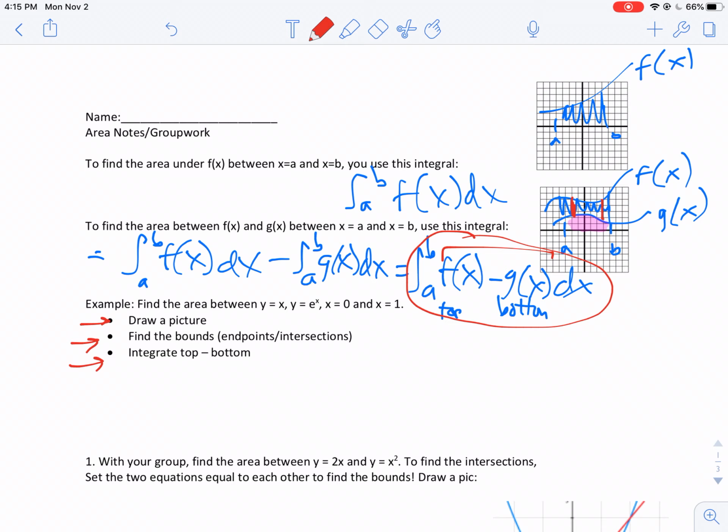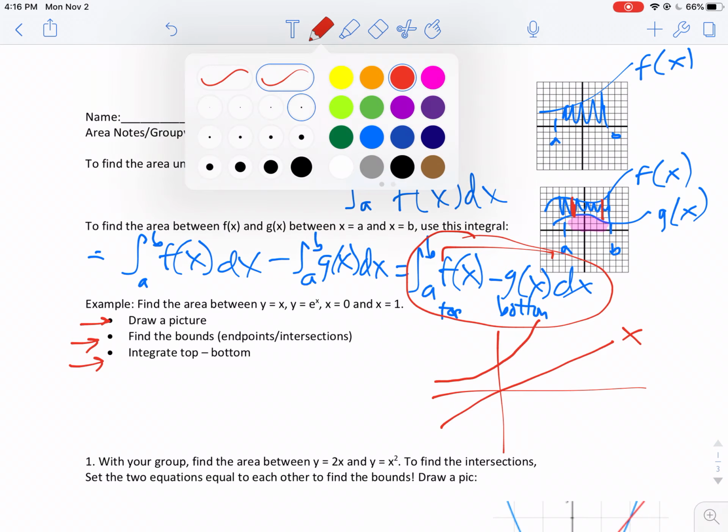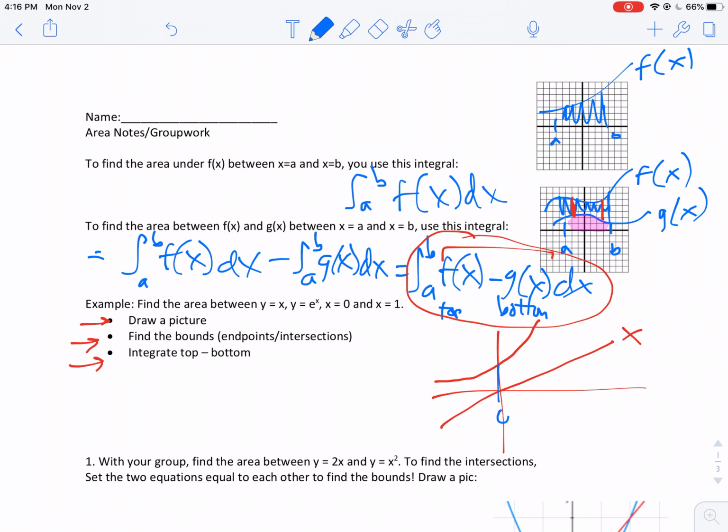So if I just give you, okay, like here is y equals x, and then here is e to the x, which is going to look like that. And you're trying to find the area from 0 to 1. So what that's saying is, okay, here's 0, here's 1. What is the area inside there?